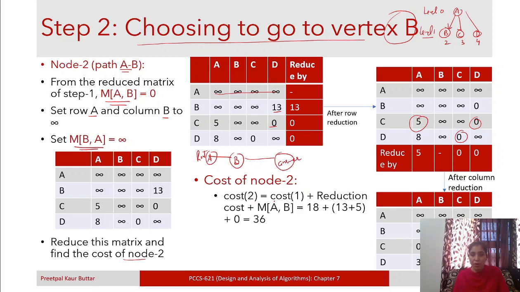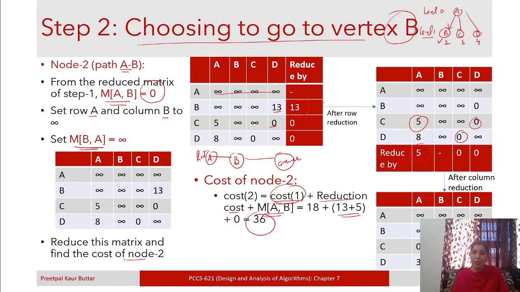Cost of 2 is cost of 1. This is our previous cost, right, which we get from step 1, plus the reduction cost. Reduction cost is 13 here and 5 here. Okay, plus we also need M A comma B, the cost of going from A to B. So we have noted it from the previous matrix, which is 0. So the overall cost is 36. So this is option 1.